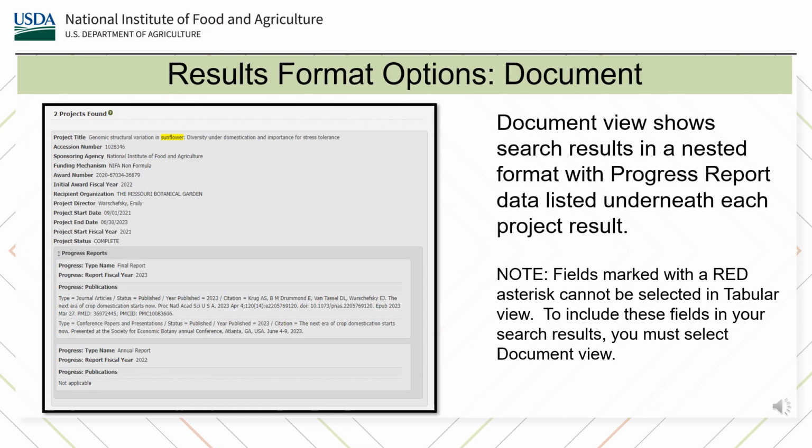Document View shows search results in a nested format with progress report data listed underneath each project result. Again, please note that fields marked with a red asterisk cannot be selected in Tabular View. To include these fields in your search results, you must select Document View.